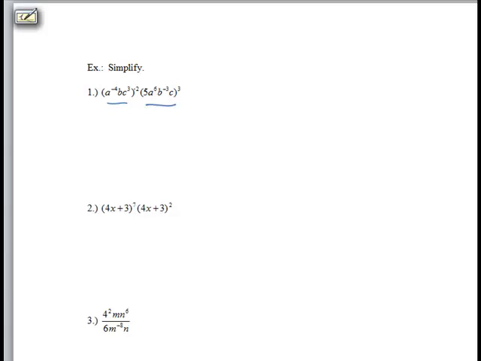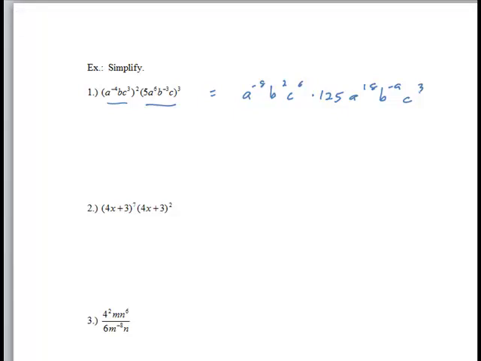The first set of parentheses has an exponent of 2. And since there's only one term inside that set of parentheses, we can distribute that exponent to everything inside. It's going to give us a to the negative 8th, b to the 2nd power, c to the 6th power, times the second set of parentheses being raised to the 3rd power. Since there's only one term, we can distribute it. 5 cubed, of course, is 125. a to the 18th, b to the negative 9th, and c to the 3rd.